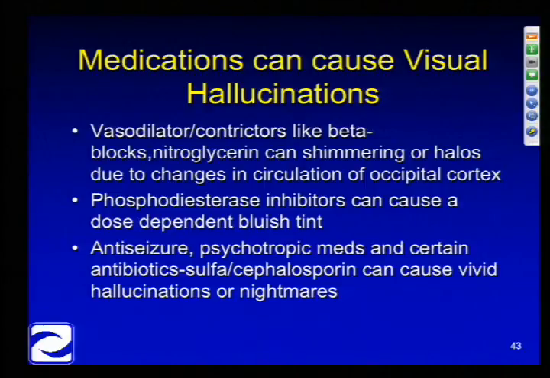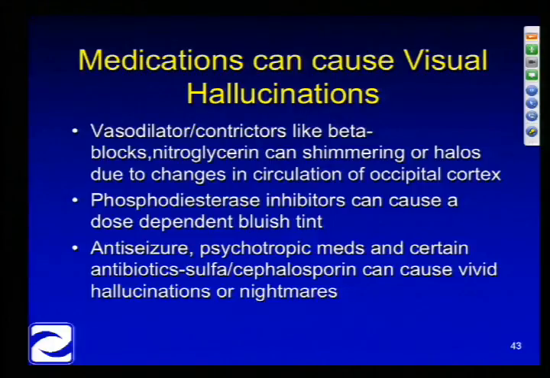It's important to know that medications can cause visual hallucinations, and sometimes these hallucinations are really disturbing to patients. Vasodilators or vasoconstrictors like beta blockers or nitroglycerin can cause shimmering or halo effect due to changes in the circulation in the occipital cortex. Phosphodiesterase inhibitors, and I'm going to talk about this more in just a minute, can cause dose-dependent bluish tinge to patients' vision.